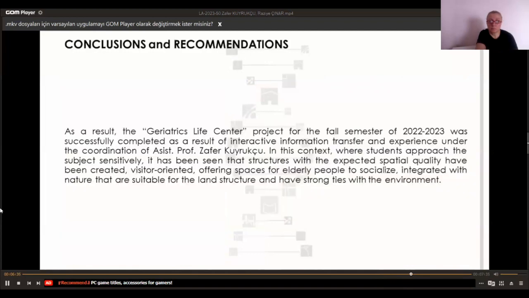When the whole process and students' projects are discussed, we can say the following. As a result, the Geriatric Life Center project for the fall semester of 2022-2023 was successfully completed as a result of interactive information transfer and experience under the coordination of Assistant Professor Zafer KUYRUKCU. In this context, where students approached the subject with sensibility, it has been seen that structures with the expected spatial quality have been created, visitor-oriented, offering space for elderly people to socialize, integrated with nature, suitable for the land structure and having strong ties with the environment.